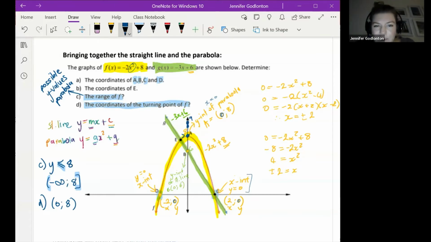Okay, last question here is a nasty question, but it comes up often. So it is one we have to talk about. The coordinates of E. E is this point over here. What can you tell me about E? When you look at E, what can you tell me about it? Linda Bentley, what can you tell me about E?